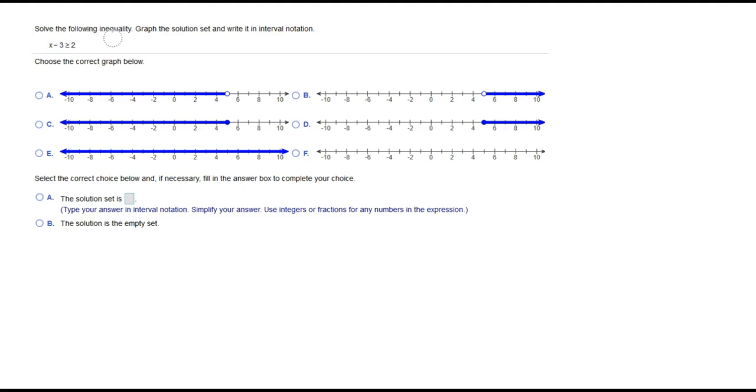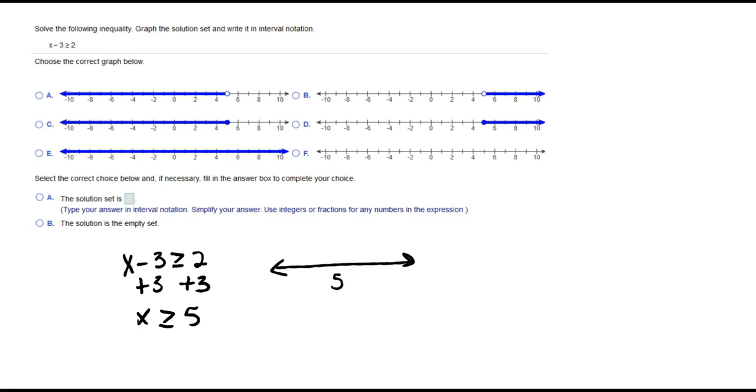This one says solve the following inequality, graph the solution set, and write the interval notation. So we have x minus 3 is greater than or equal to 2. To solve this, we would get x by itself. So we add 3 to both sides and get x is greater than or equal to 5. If we ever divide or multiply by a negative, we want to reverse that inequality sign, but we didn't need to do that here. So on our number line, we would mark out where 5 is.